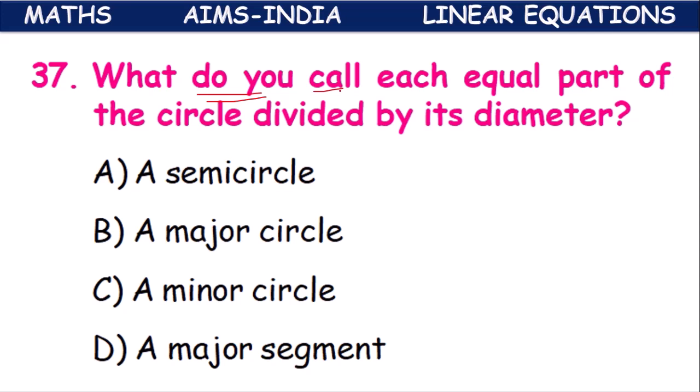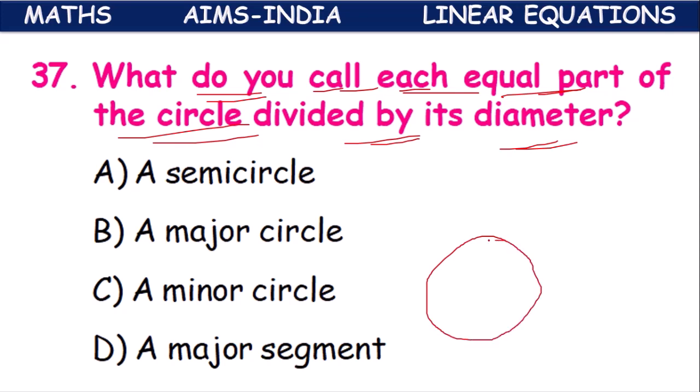What do you call each equal part of the circle divided by its diameter? If the diameter divides the circle into two parts, the two parts are equal, each half of the circle, and they are called semicircles.